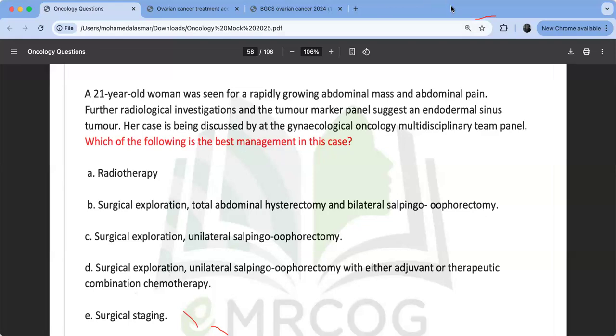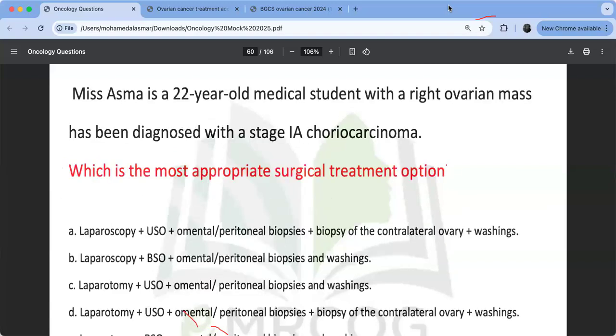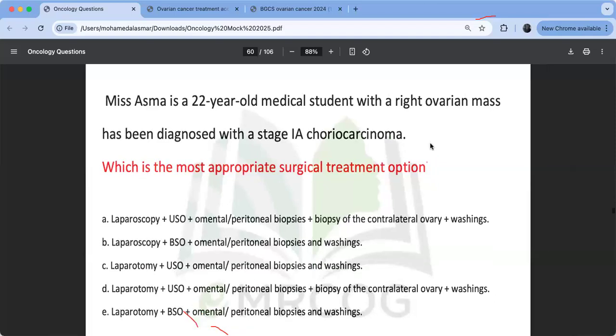Okay. Yes, so the answer is D. Yes, well done, well done. So Miss Asma, C is okay, but D is better because we use chemotherapy with the fertility sparing option, my dear.